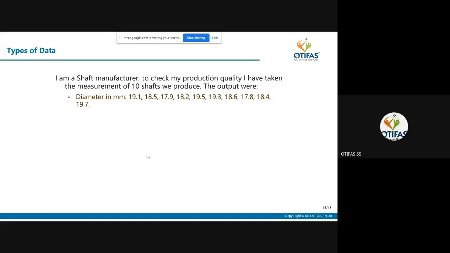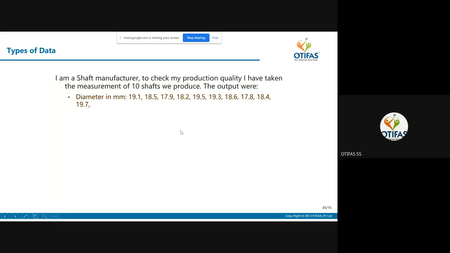For example, let's take four scenarios. You are in a manufacturing unit and there are certain products where you want to check the quality parameters. For example, it's a camshaft for an automobile engine. If I want to check the output, the output will come something like this: 19.1, 18.5, 17.9, etc.